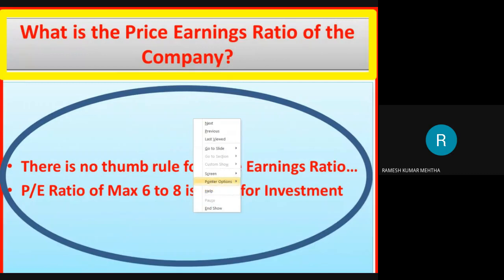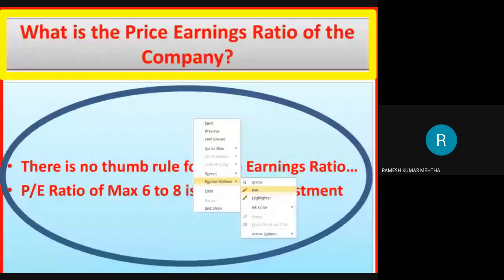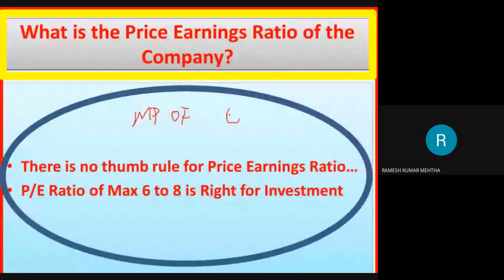The full form of a PE ratio is price earnings ratio. Now, what do you mean by price? Market price of equity share divided by earnings per share. So this is a simple understanding.